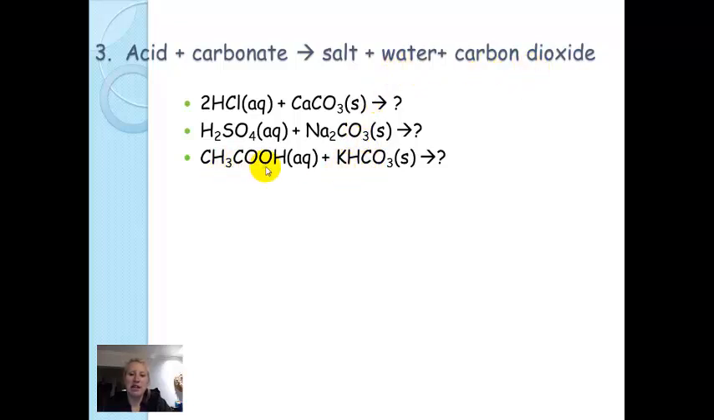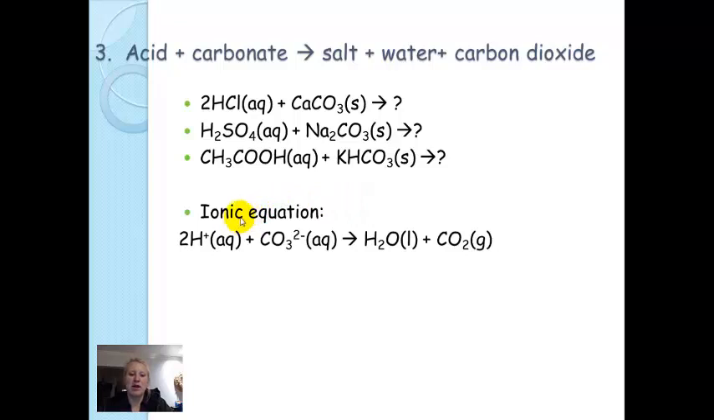And here we have acetic acid plus potassium bicarbonate, and we're going to form potassium acetate and water and carbon dioxide. So the net ionic equation for these reactions, everything else will cancel, will always be hydrogen or acid plus carbonate goes to water plus carbon dioxide. And all of these reactions you can tell are making carbon dioxide because they all produce bubbles, which we call effervescence.